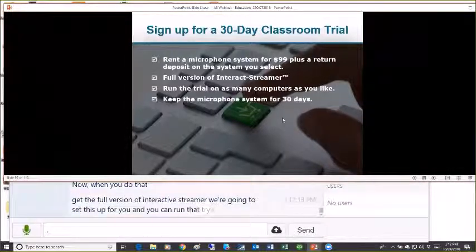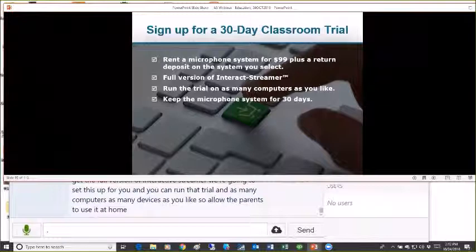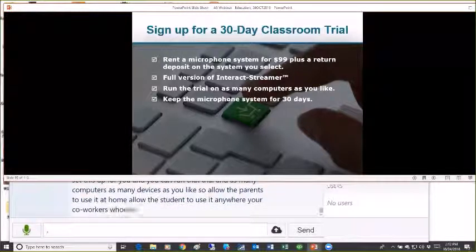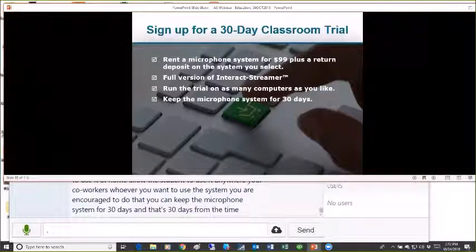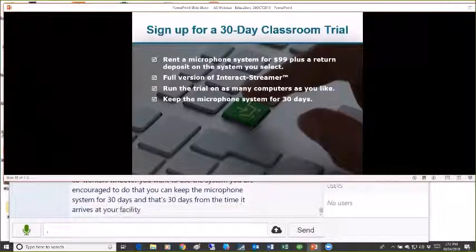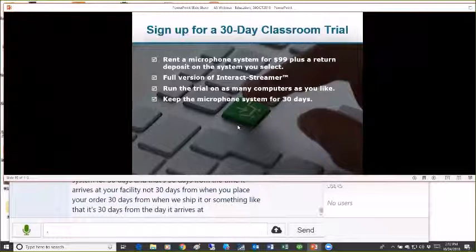You can run that trial on as many computers, as many devices as you like. So allow the parents to use it at home. Allow the student to use it anywhere. Your coworkers, whoever you want to use the system, you are encouraged to do that. You can keep the microphone system for 30 days, and that's 30 days from the time it arrives at your facility. Not 30 days from when you place your order, or 30 days from when we ship it, or something like that. It's 30 days from the day it arrives at your facility.